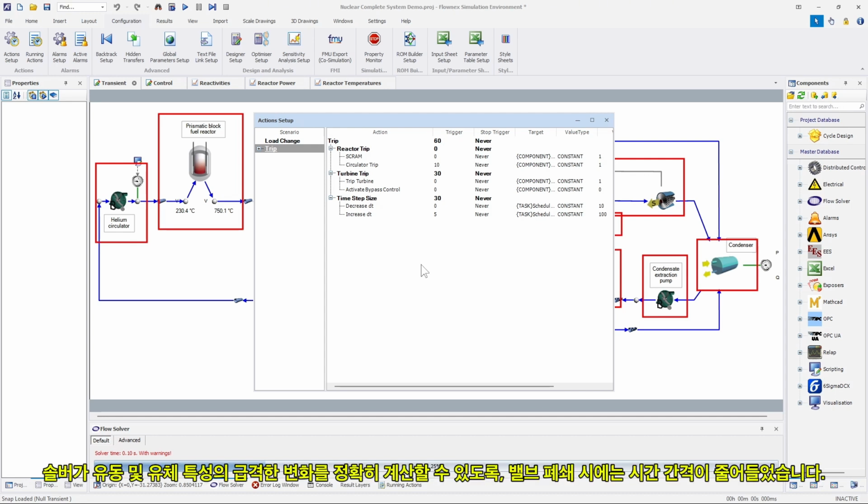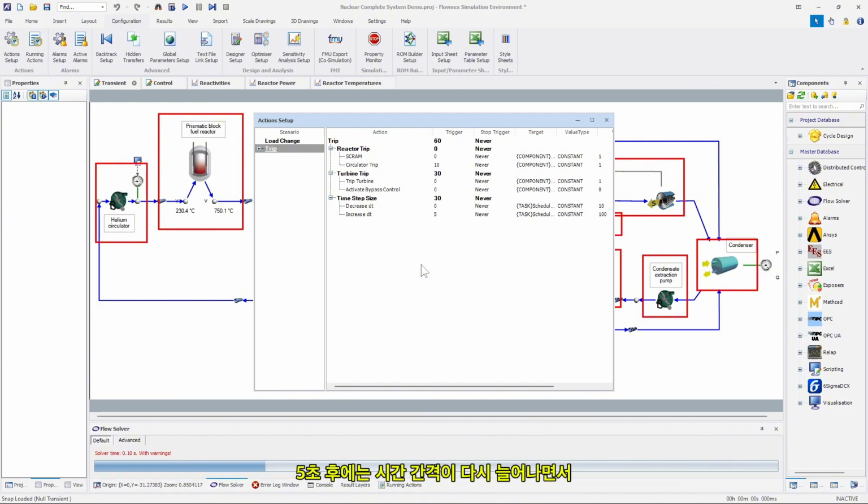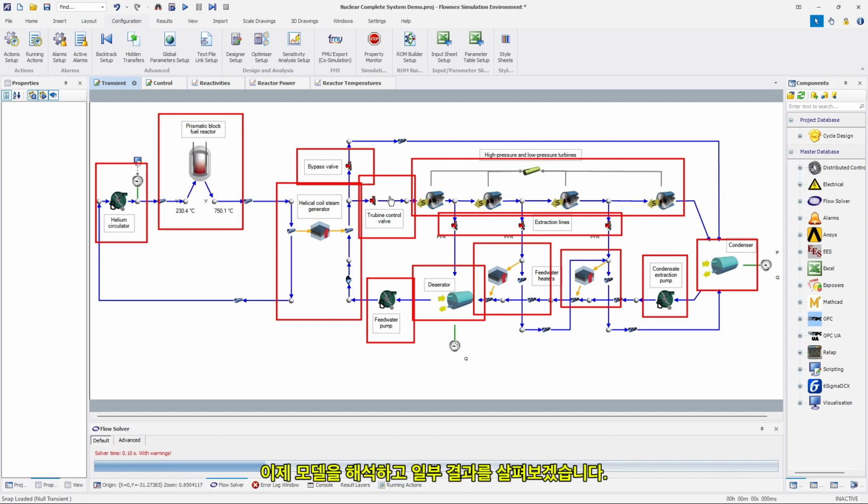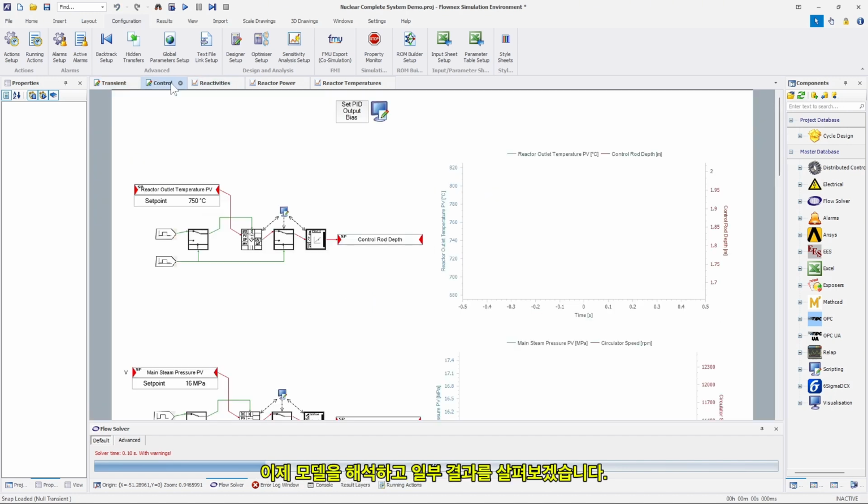The time step size was decreased during the valve closure for the solver to capture the sudden change in fluid and flow properties. The time step size was increased 5 seconds later, giving the simulation adequate time to stabilize. Now let's solve the model and look at some of the results.